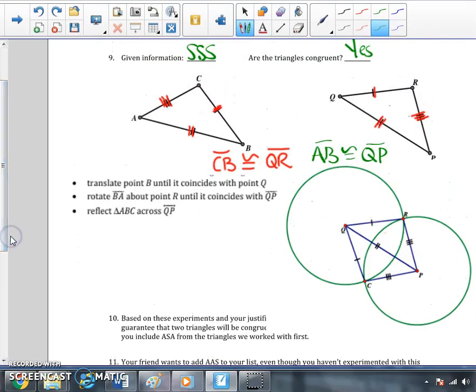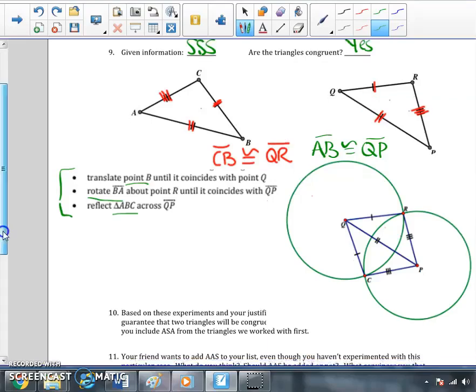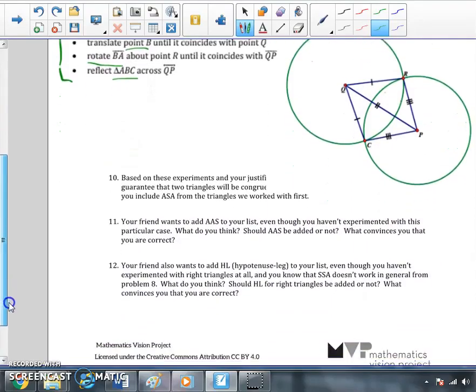Okay, what we could do with our constructions, which I wrote here in bullets, is we could translate point P until it coincides with Q. So going back to our lesson from yesterday in class, rotating line segment BA about point R until it coincides with QP, and then reflecting triangle ABC across line QP. So if you look at the diagram on the right, you can see that that was done using congruent circles, and that diagram is there for you to take a look at.